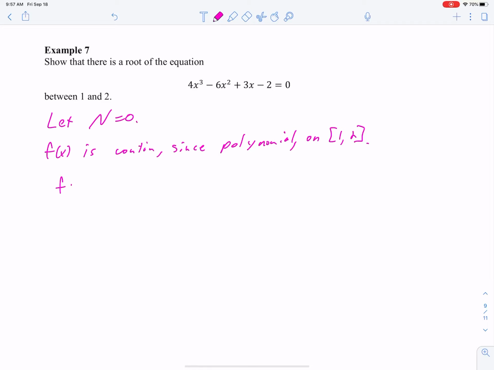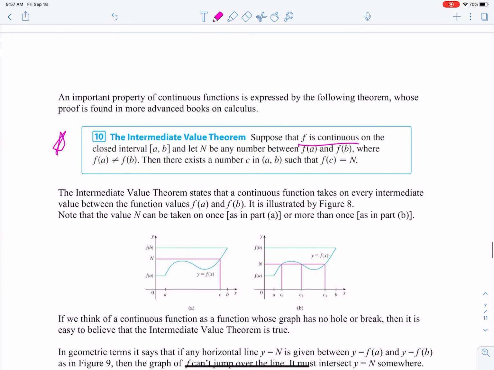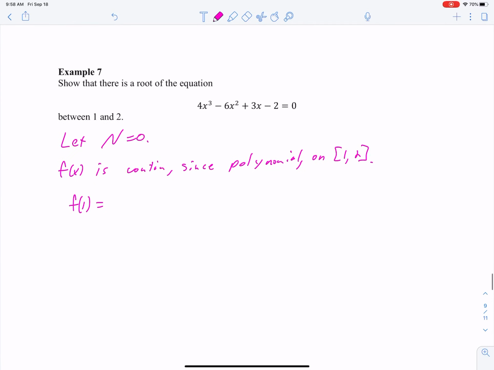So let's see, f of 1, because we want to check. Remember our theorem says f of a must not be equal to f of b. So this is our interval, a to b. If we plug a 1 in here, we get -1, which is less than 0. If we plug a 2 in, that's our b value, the other endpoint, you get a 12, which is definitely greater than 0, positive.